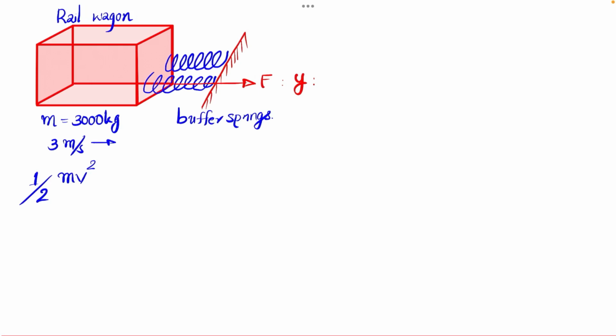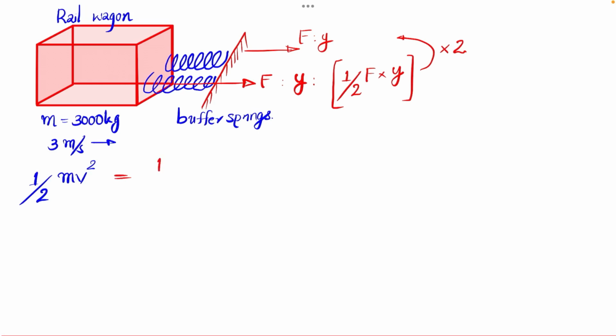Then the kinetic energy or the strain energy stored within the spring is equal to the work done, that is half average force, half into F into Y. So this is the work done in a single spring. Here also another spring is there, where also the force is equally acting and deflection is acting, so the same amount of work will also come here. The total work done can be found by multiplying it by 2. So I can equate this half m v square with the work done in two springs, that is half into F into Y for a single spring, where F is the force acting on that spring, into 2.